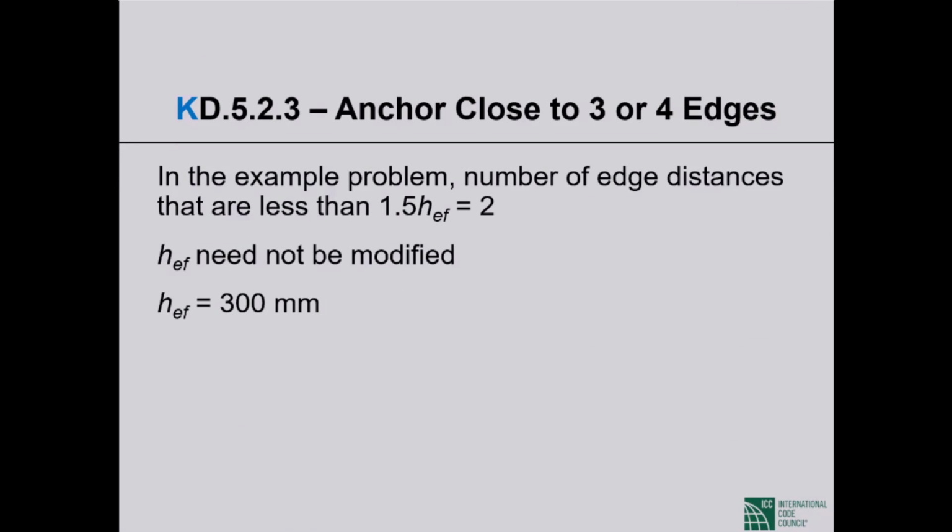Okay, so in the example problem, for the number of edge distances that are less than 1.5 times embedment depth, we have an embedment depth of 300 millimeters. 1.5 times that is 450 millimeters. We have 2 edge distances that are 100 millimeters. So our anchor group is close to 2 edges, not close to 3 or more edges. So we do not have to modify our embedment depth of 300 millimeters.